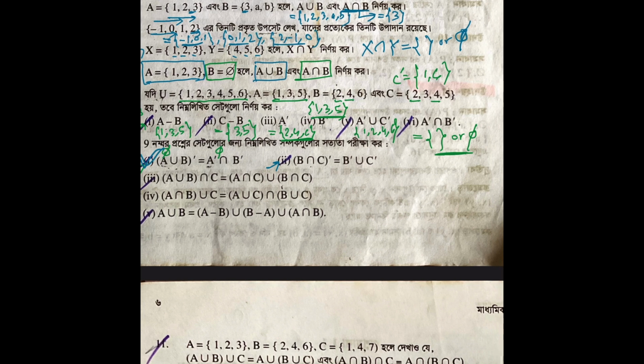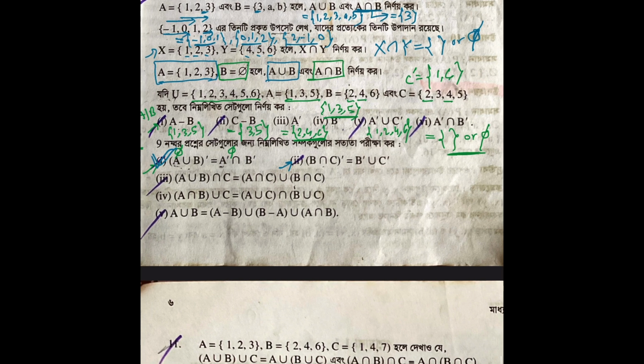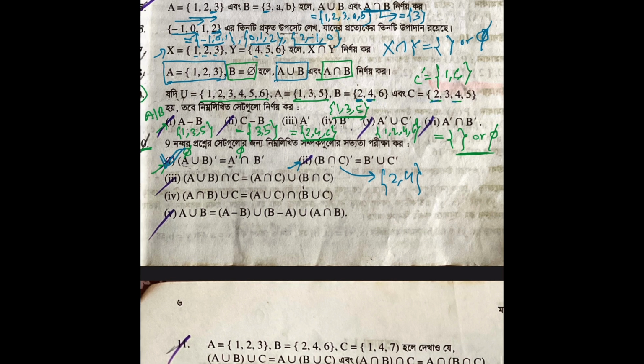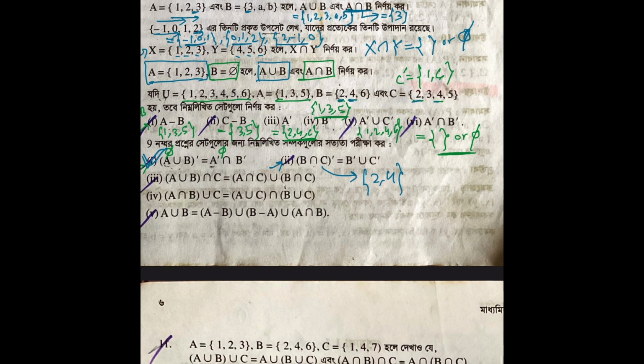For the second problem, we'll see that for B intersection C, we have 2 and 4. And for the complement of B, what is the complement of B? Complement of B is actually set A, which is 1, 3, 5.